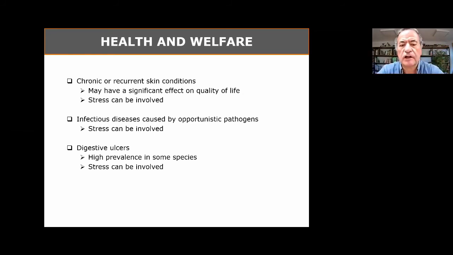So chronic recurrent skin conditions, again, fit this model of diseases which have an impact on quality of life and also probably reflect other underlying welfare problems. Infectious diseases caused by opportunistic pathogens, where stress can be involved, are very important. Think of some fungal diseases in penguins, in marine mammals, and many other species. And in some cases, digestive ulcers, which can be highly prevalent, and again, stress can be involved. So when building up those welfare assessment tools, include health-related questions, and in particular, remember these two criteria to select the key health conditions that should be included.